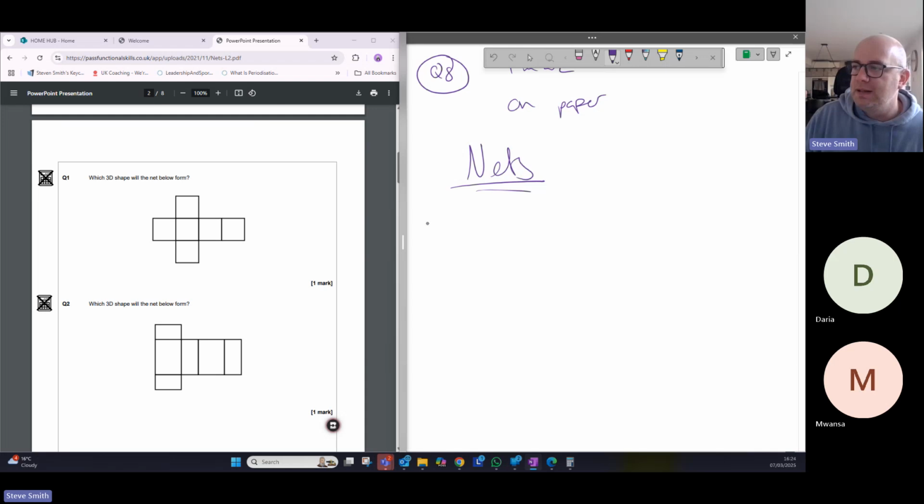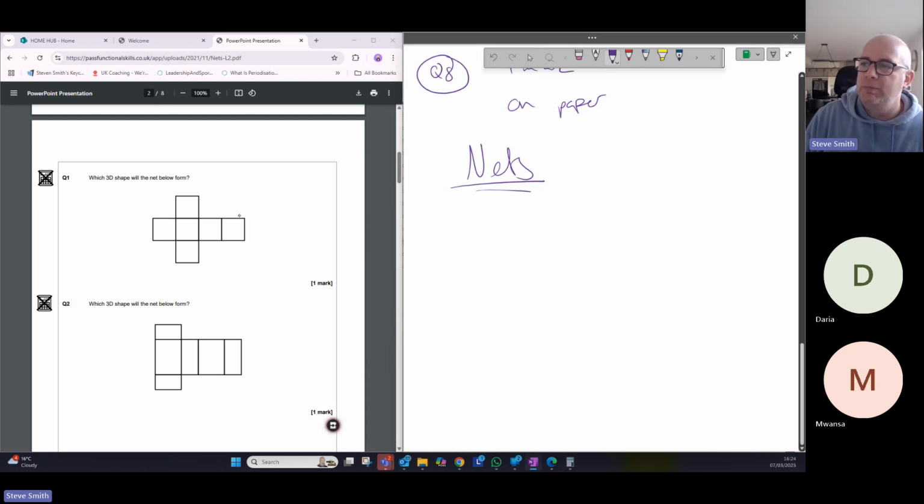I can clearly see that every single shape on there is the same. So it's going to be a cube. A cube.